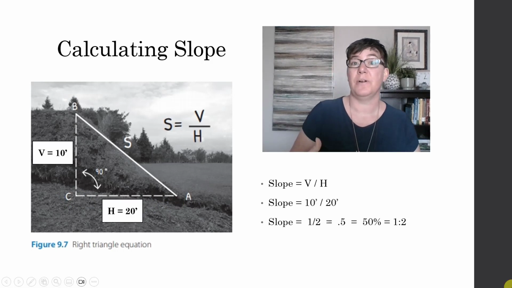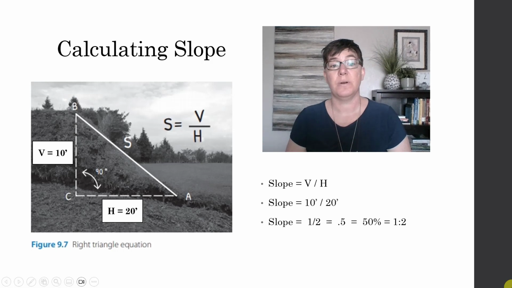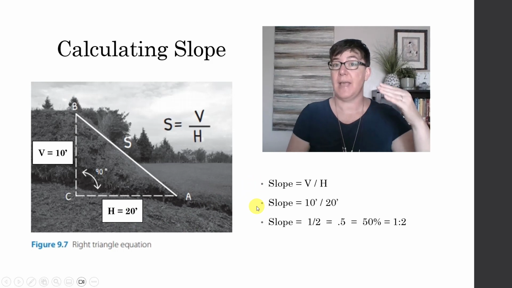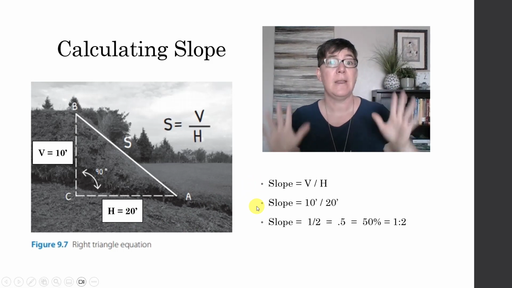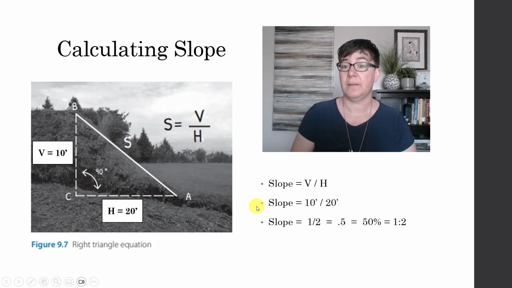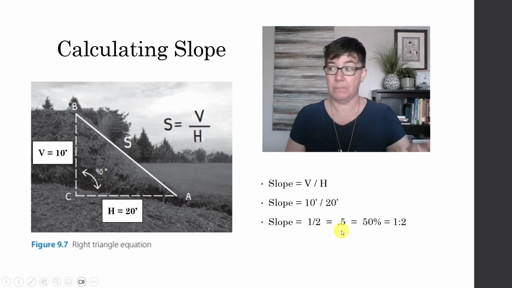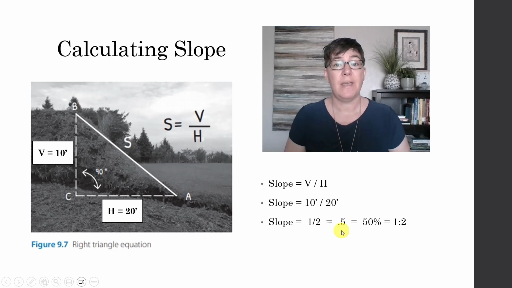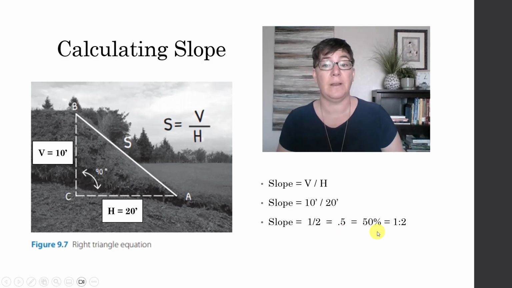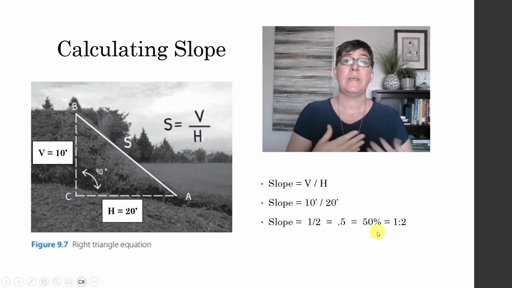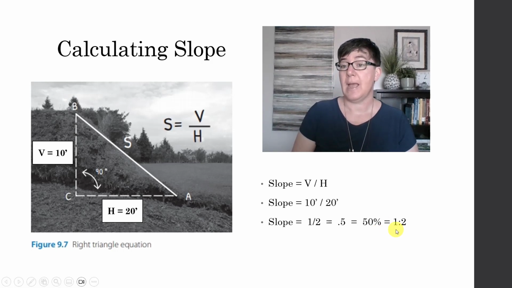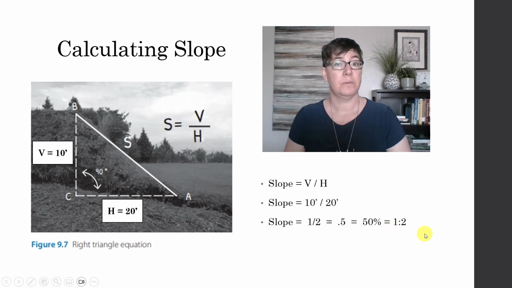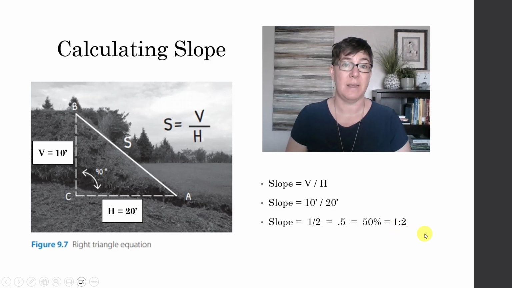Here's an example. If we have a vertical distance of 10 feet and a horizontal distance of 20 feet, the slope is going to equal 10 feet divided by 20 feet. Right? And this can be written in several different ways. It can be written 1 over 2 or 1/2. It can be written with decimals, 0.5. It can be written in percentages. You'll see this fairly often, 50%. We can also express it as a ratio, and that would be 1:2. All of these mean the same thing.